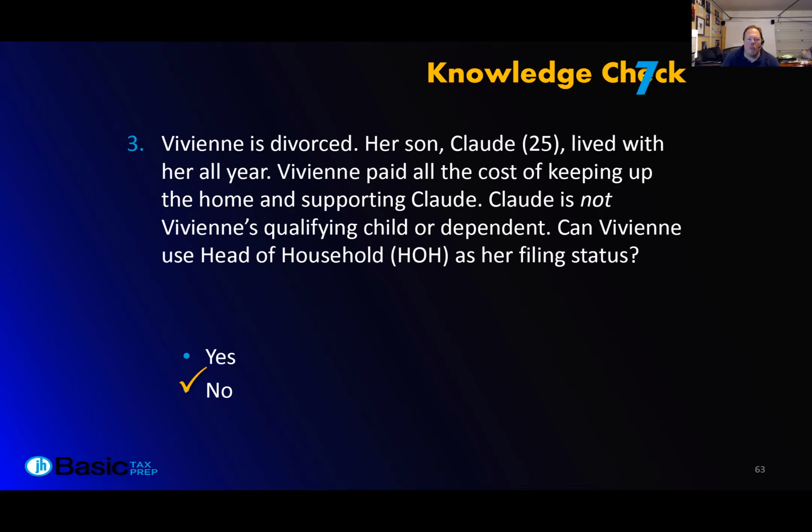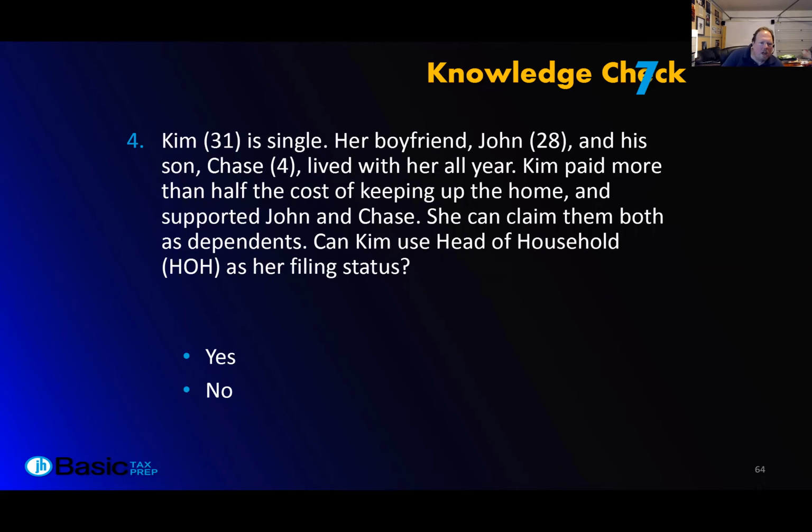Okay. All right. Kim is single. She's 31. Her boyfriend, John, 28, and his son, Chase, 4, lived with her all year. Kim paid more than half the cost of keeping up the home and supported John and Chase. She can claim them both as dependents. Can she use head of household as her filing status? Now, what's the important thing about it? What do we have here?